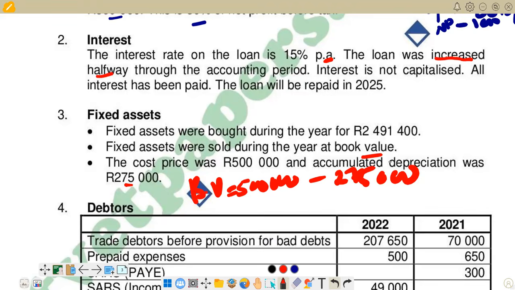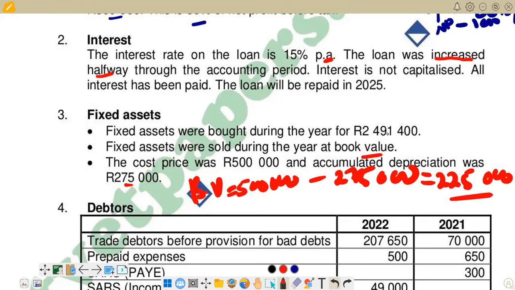So when we do that, let's try to calculate that one. 500,000 minus 275 gives 225, and here you are going to get 225,000. So that's the book value of the one that was sold. And then we are told that there were fixed assets that were bought of 2,491,400. So that's what we have.